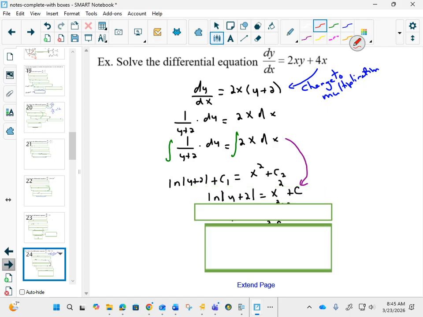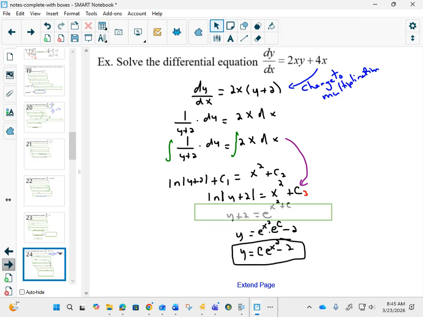So if I was numbering things here, this would be my C3. If I change it to exponential form, this is still my C3. Then this becomes C4.